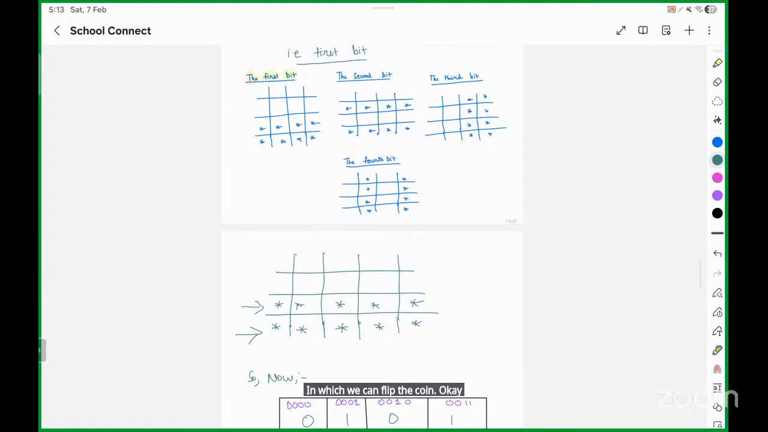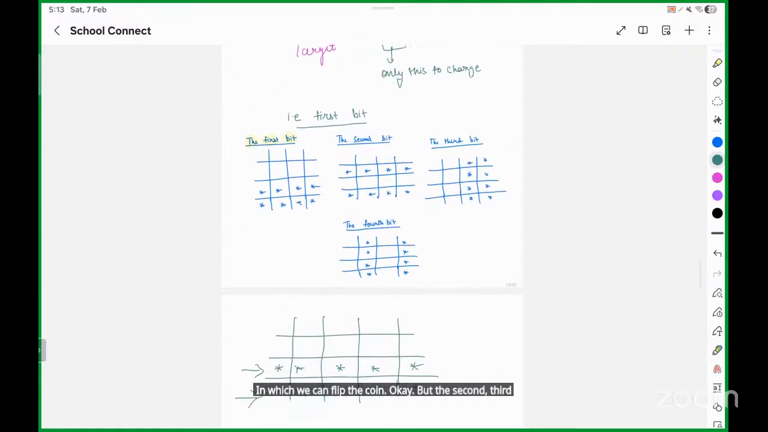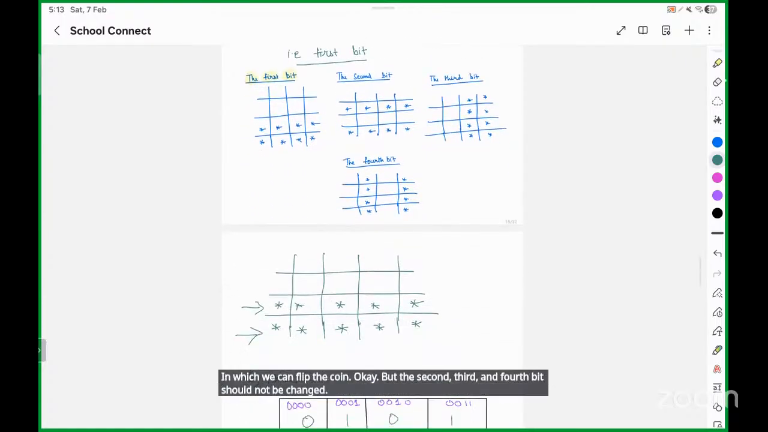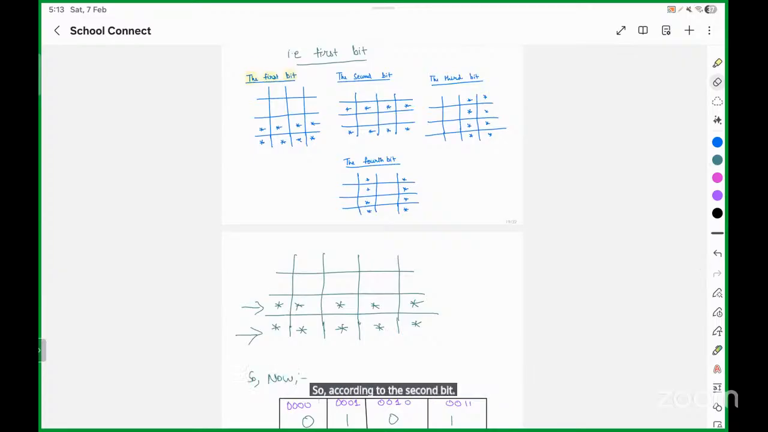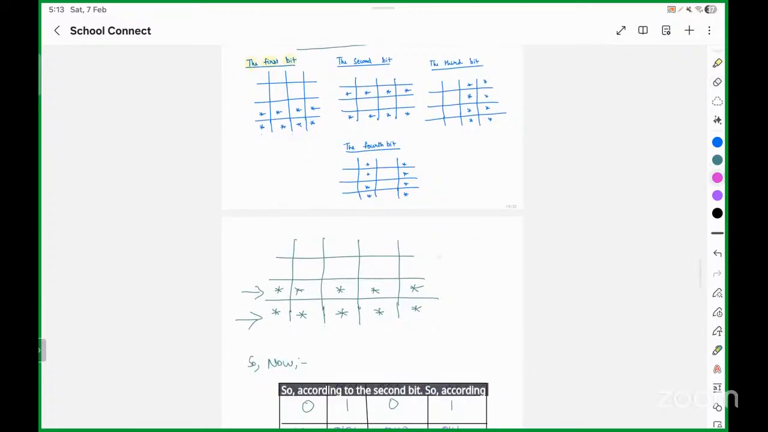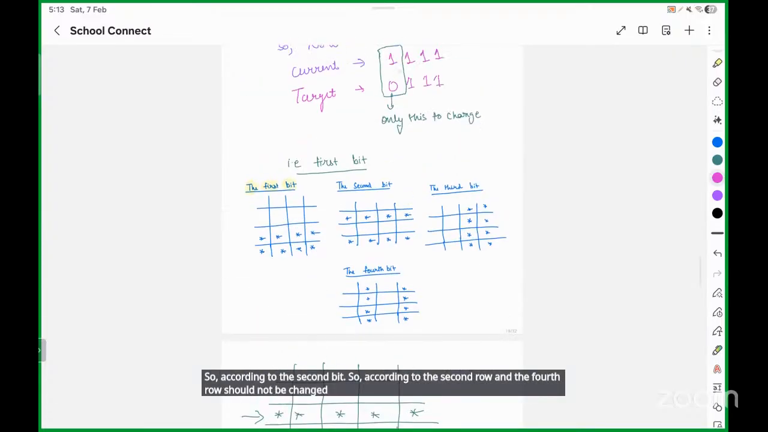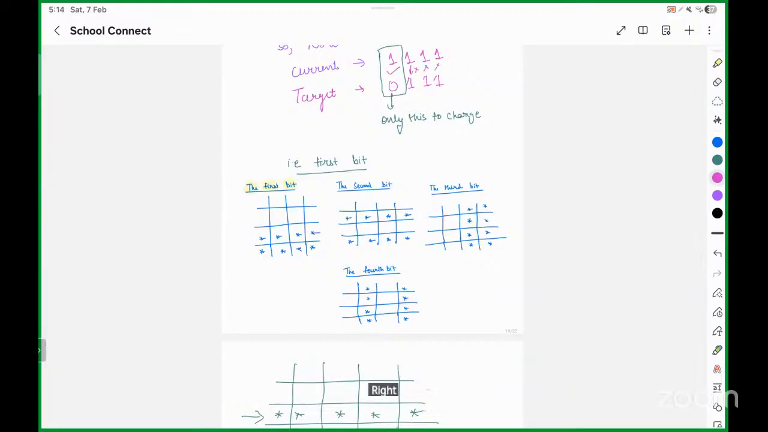Okay. But the second, third, and fourth bit should not be changed. So according to the sixth bit, the second row and the fourth row should not be changed, because in this case we don't want it to be changed. Right? In this only we need change.